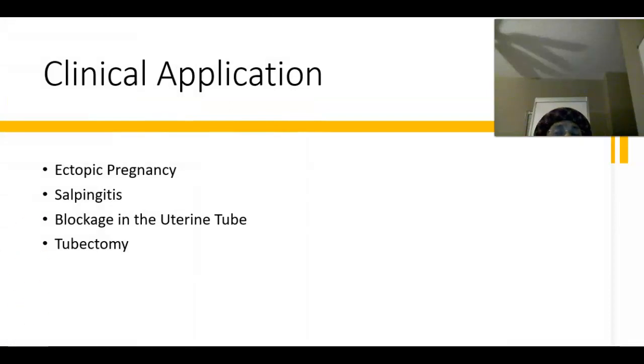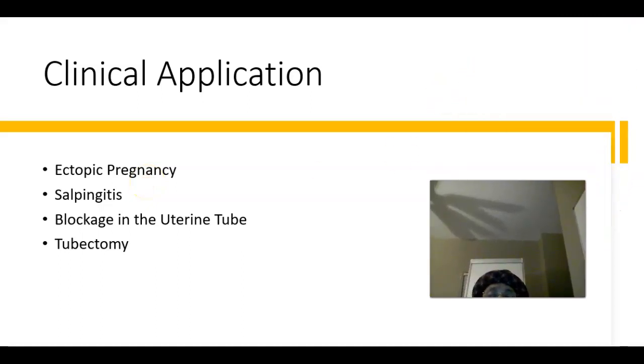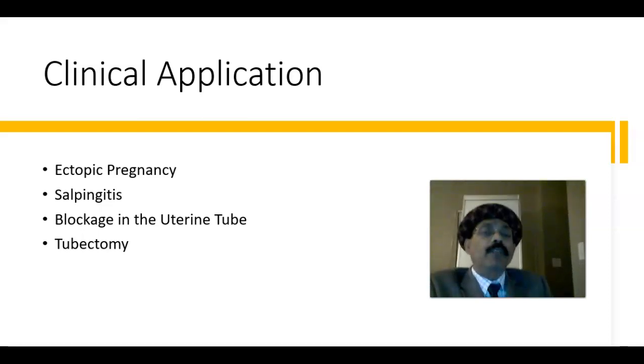Okay, clinical application: ectopic pregnancy. The site of implantation in pregnancy should be in the body of the uterus, close to the fundus. If it is outside that, we call it ectopic pregnancy. The fallopian tube or uterine tube is a site of ectopic pregnancy.